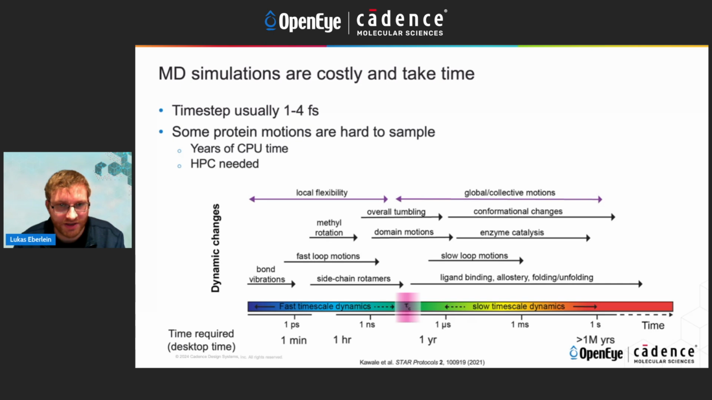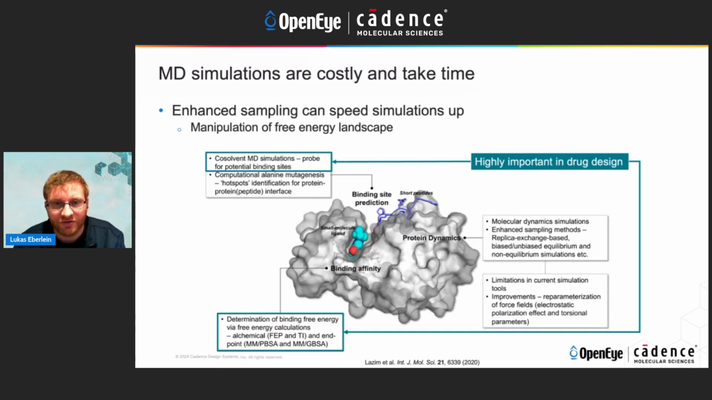With brute force MD, it can take years of compute before we can observe a single ligand binding event. So brute force MD is not a solution for many problems. Calculations can be sped up by using enhanced sampling techniques. We can manipulate the free energy landscape to probe certain observables in a more efficient way.